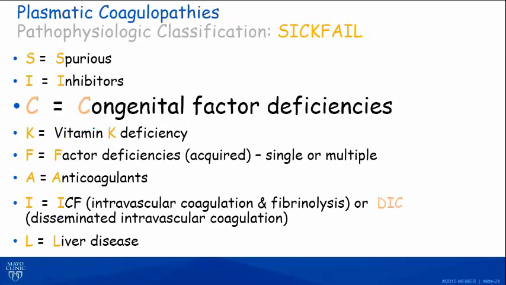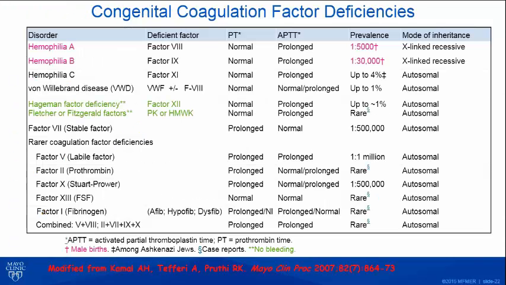Let's go forward. Congenital factor deficiencies are in the differential diagnosis for a prolonged APTT or PT, and this will be addressed in a little more detail by Dr. Rong He, who's speaking subsequently. This is a listing of most of the hereditary factor deficiencies.